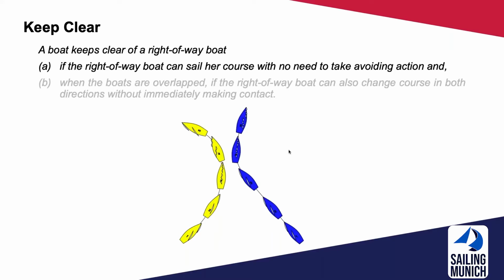So if you imagine a line coming straight out of the bow of blue, that is her course at any given moment. And if that course changes, or if she's had to change her course to avoid contact, so she's taken avoiding action, that will mean the keep clear boat has not kept clear. So that's all there is to the definition of keep clear. Notice that the word contact does not feature in that part of the definition. There is no need for contact for a boat to fail to have kept clear.